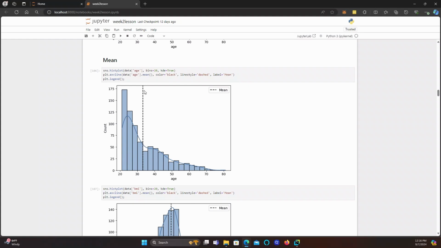So you would expect the average age of all women to be about 33. Even if they're not in our data set, you would expect the entire population of women to be about 33 years old.